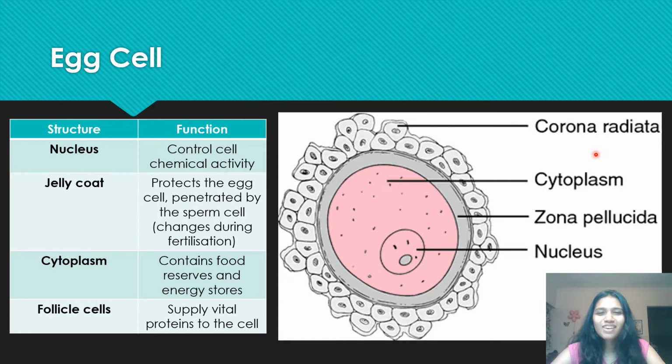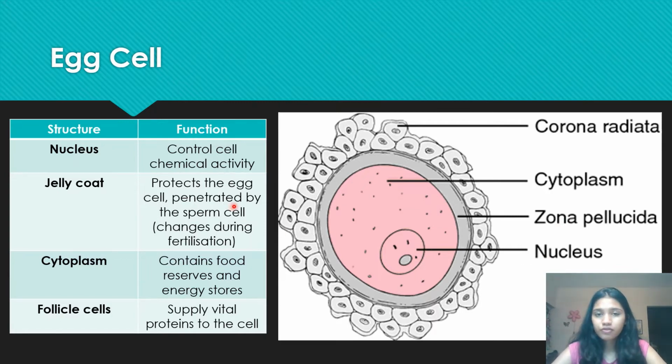I know the word corona will appeal to some of you, but anyways, let's not get there. So the corona radiata is basically the layer of follicles. When you draw this, you do not need to write corona radiata. You just write follicles. Label this as follicles. Then you have the cytoplasm, which is of course super important. The zona pellucida, which is right below the follicles. The zona pellucida is also called the jelly coat. And then you have the nucleus.